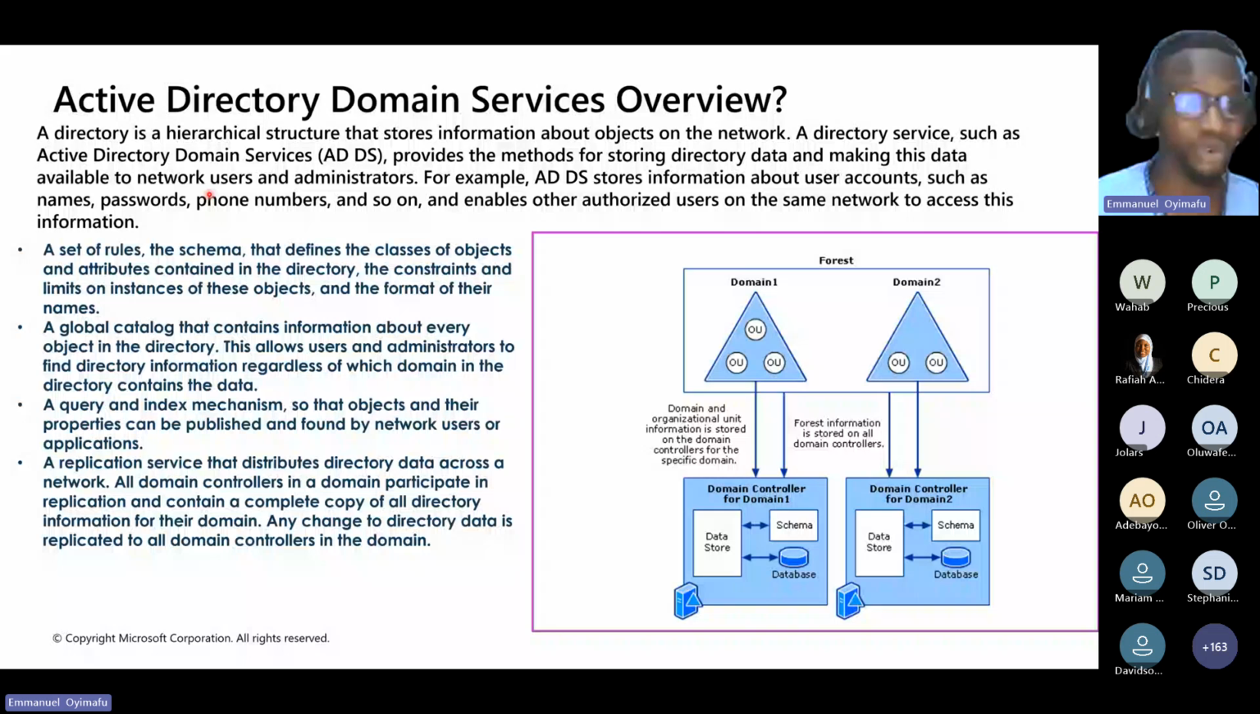So it consists of the schema. The schema is what defines the classes, objects and attributes contained in the directory, while we have the global catalog that contains information about every object in the directory. Then we now go further to the query and replication service.